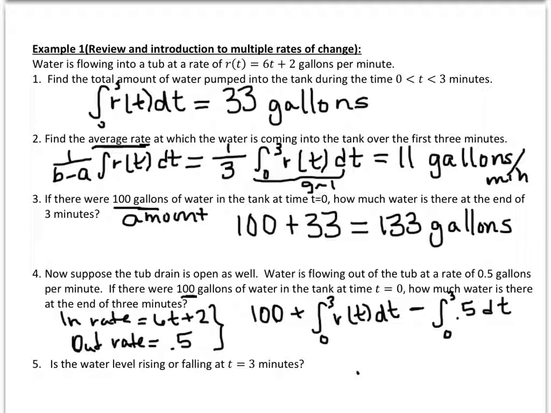So I did not integrate 100. It was already an amount of water, 100 gallons of water. I did integrate the in rate so that then I can figure out the total amount of water that came in. I did integrate the out rate, again trying to figure out the overall amount of water that's going out. So I'm just going to enter all of that into my calculator. And I end up with 131.5 gallons.